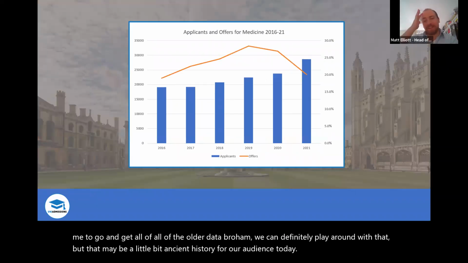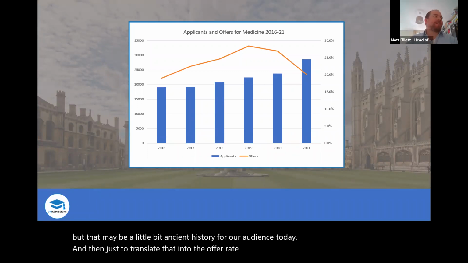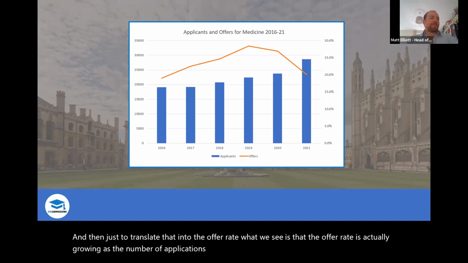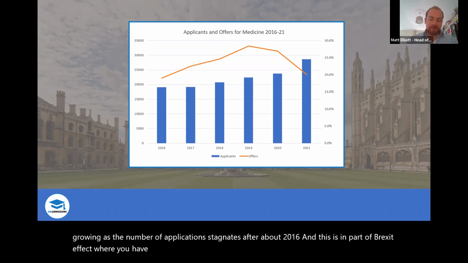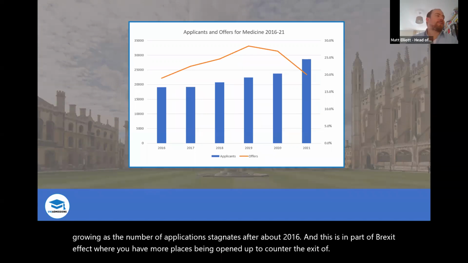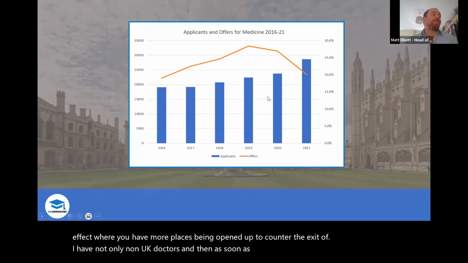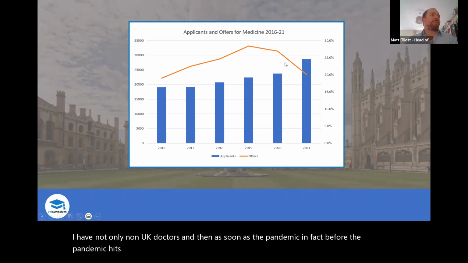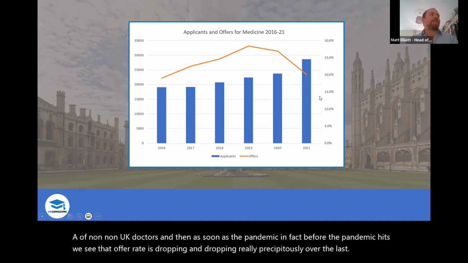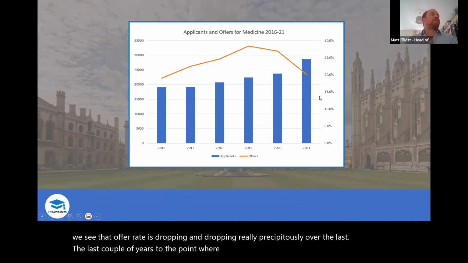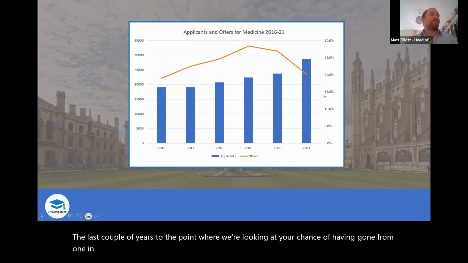And then just to translate that into the offer rate, what we see is that the offer rate is actually growing as the number of applications stagnates after about 2016, and this is in part a Brexit effect, where you have more places being opened up to counter the exit of non-UK doctors. And then as soon as the pandemic, in fact, before the pandemic hits, we see that offer rate is dropping, and dropping really precipitously over the last couple of years, to the point where we're looking at your chance of having gone from 1 in 4 now to much less than 1 in 5, which is a big drop, right?